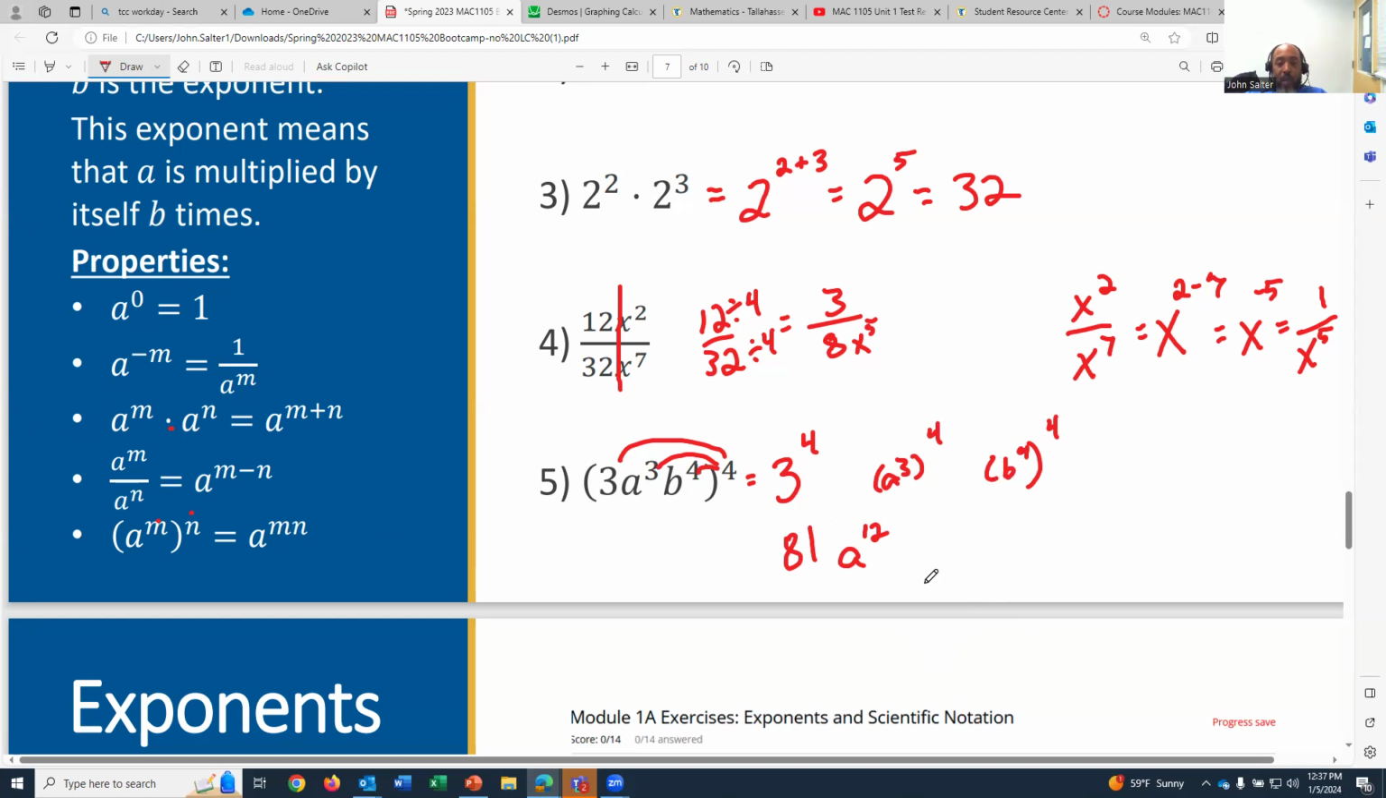Same thing over here with B. B is just the letter. 4 to the fourth power is 4 times 4 times 4 times 4, so 81. A to the 12th, B to the 16th is how I perform this. Are we okay? All right, I'm going to assume that that's a yes and keep moving, okay?